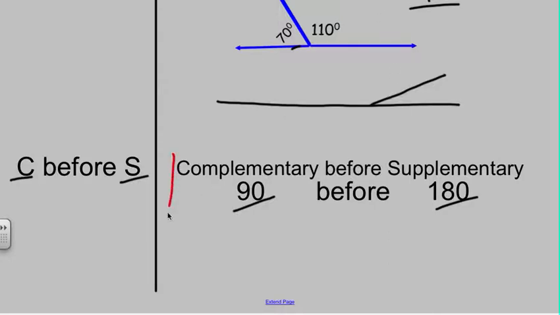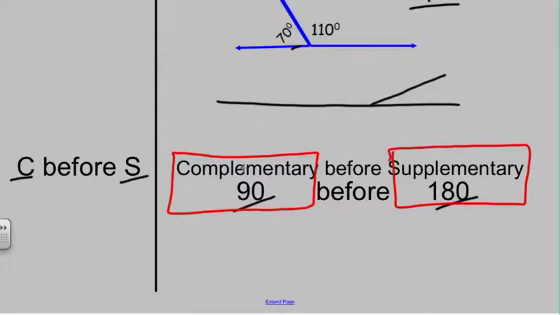So now if I write these out, C stands for complementary. They both, being the 90 and the complementary, occur before the S and the 180. The complementary and the 90 make a group, and supplementary and 180 make a group.